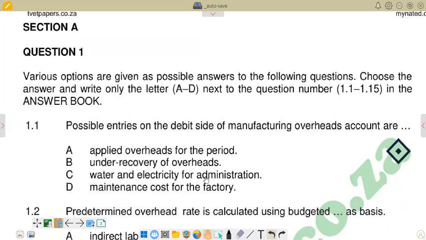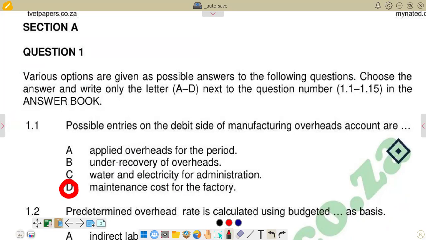Then water and electricity participation, we know that we don't find it in the production cost statement, but only in the profit or loss account under less expenses. So it's out again. Then we are left with maintenance cost of the factory, which is correct. So D is the most appropriate according to question one. So we are going to indicate D as our answer.